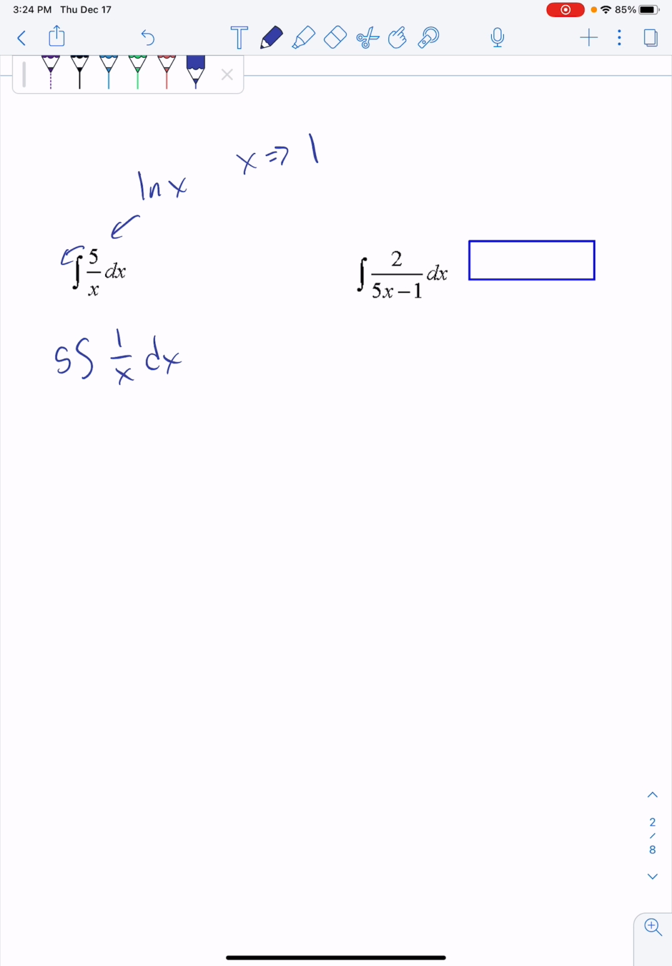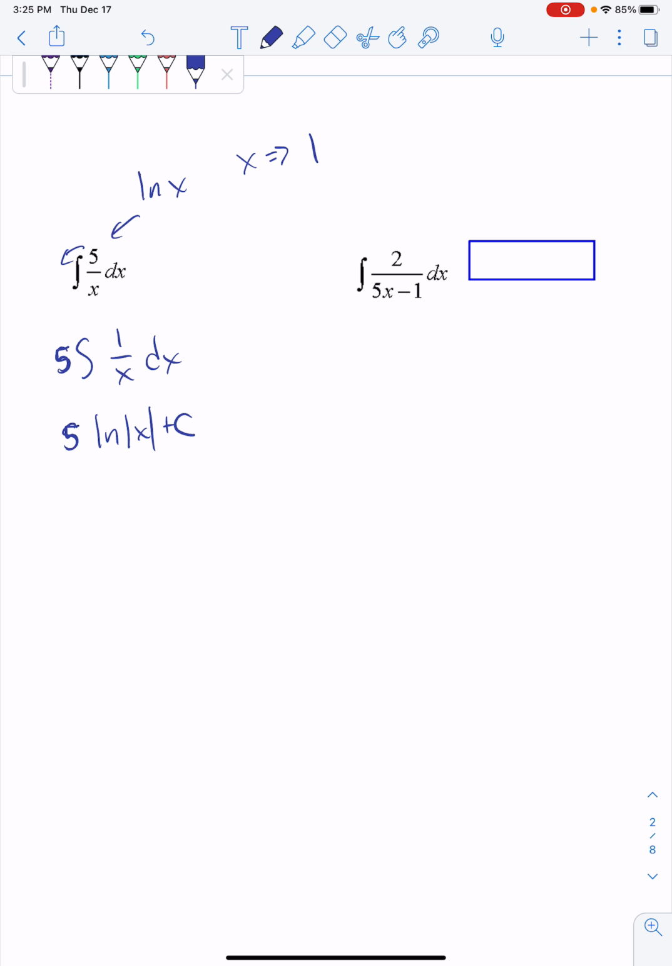And now I just have 5 times the integral of 1 over x dx, which looks exactly like my natural log. So I can say 5 natural log of the absolute value of x, and then don't forget your plus c. And that's a 5 out in front, not a s. Who's writing those 5s? Those don't look like 5s.